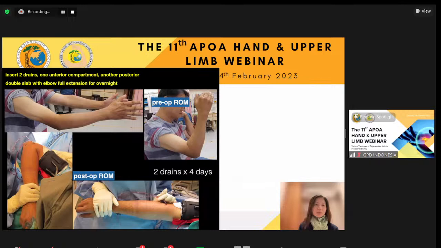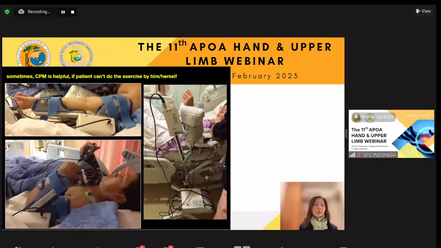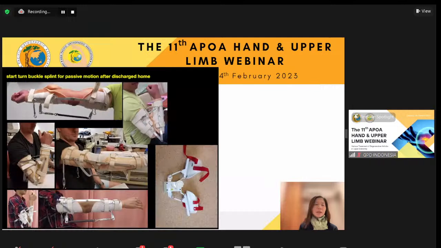We have to keep the drains for 3 days and remove them when full passive range of motion can be achieved, and start the low load, long duration exercise, and teach the patient to do the exercise by themselves since day one after the operation. Sometimes CPM is helpful, especially if the patient can't do the exercise by themselves. We also need to start compression therapy since day one, and start the turnbuckle splint for passive motion after discharge.